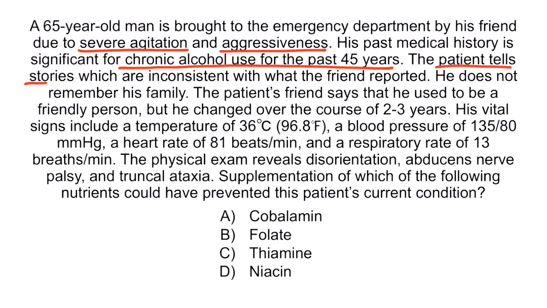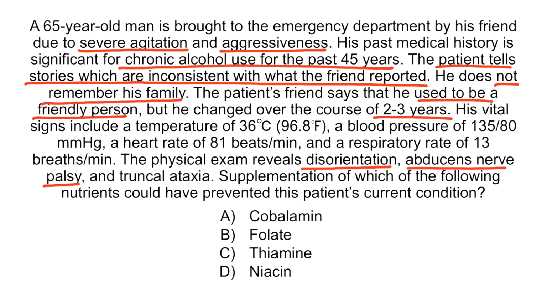The patient tells stories which are inconsistent with what the friend reported. This clue suggests the presence of confabulations. He does not remember his family, indicative of retrograde amnesia. The patient's friend says that he used to be a friendly person but changed over the course of 2 to 3 years. Confabulations, amnesia, and personality changes in the context of chronic alcohol use are consistent with the diagnosis of Korsakoff syndrome. The physical exam reveals disorientation, abducens nerve palsy, and truncal ataxia.